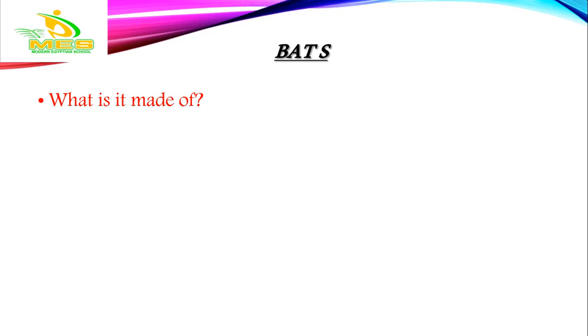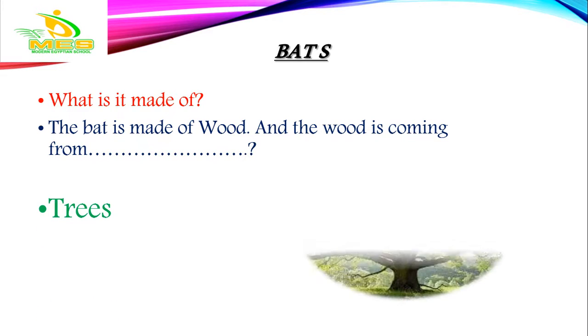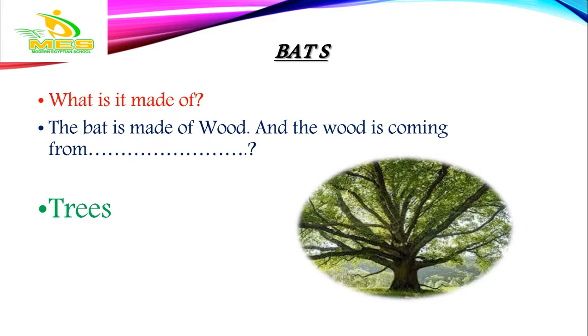First of all, we are going to answer this question: what is it made of? The bat. What do you think? Is it made of iron? Is it made of rocks? Is it made of wood? The bat is made of wood, and the wood is coming from what? Trees. Excellent. So the wood is coming from trees.